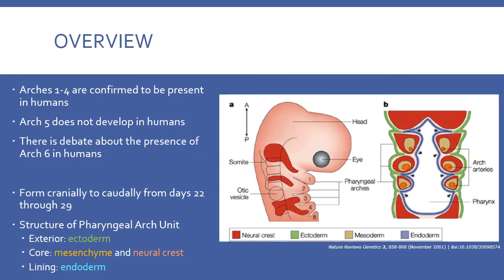Now, the pharyngeal arches are derived from embryonic gills, and of course in fish they become gills, but in humans they've evolved to become a very wide, numerous number of different structures.